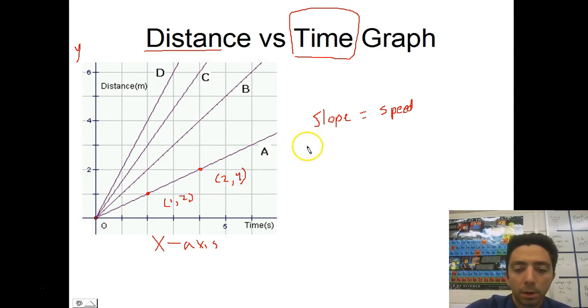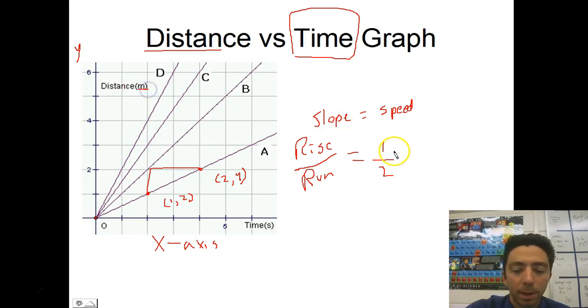And so we're going to use our rise divided by the run to calculate what the slope is and what the speed would be at this given point. And so the rise over the run, we go up 1 and over 2. So my rise is 1, my run is 2. My units are given to me. I've got meters for my y units and seconds for the x units. And so I get an average speed, or a speed for this one, of 0.5 meters per second.